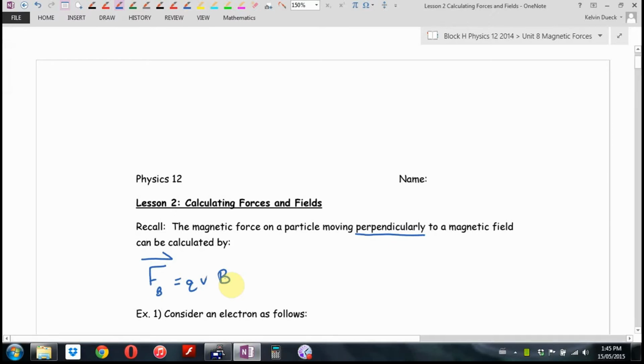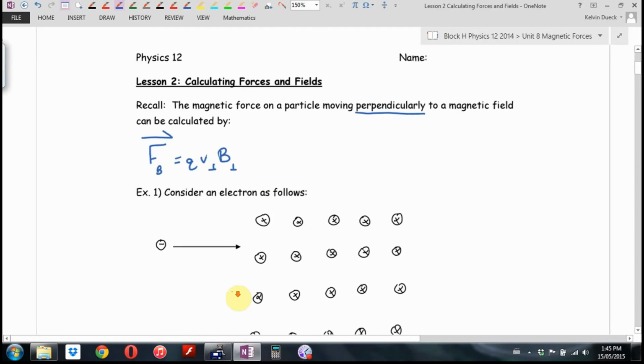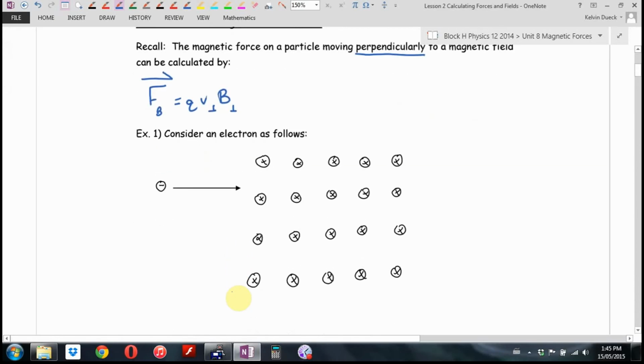Yeah, okay. Where these two had to be at right angles to each other. So now let's consider a specific example. Let's consider an electron. Which way is this electron traveling? To the? Now, we don't deal with electrons traveling to the right. An electron traveling to the right is the same as a proton traveling which way? To the?